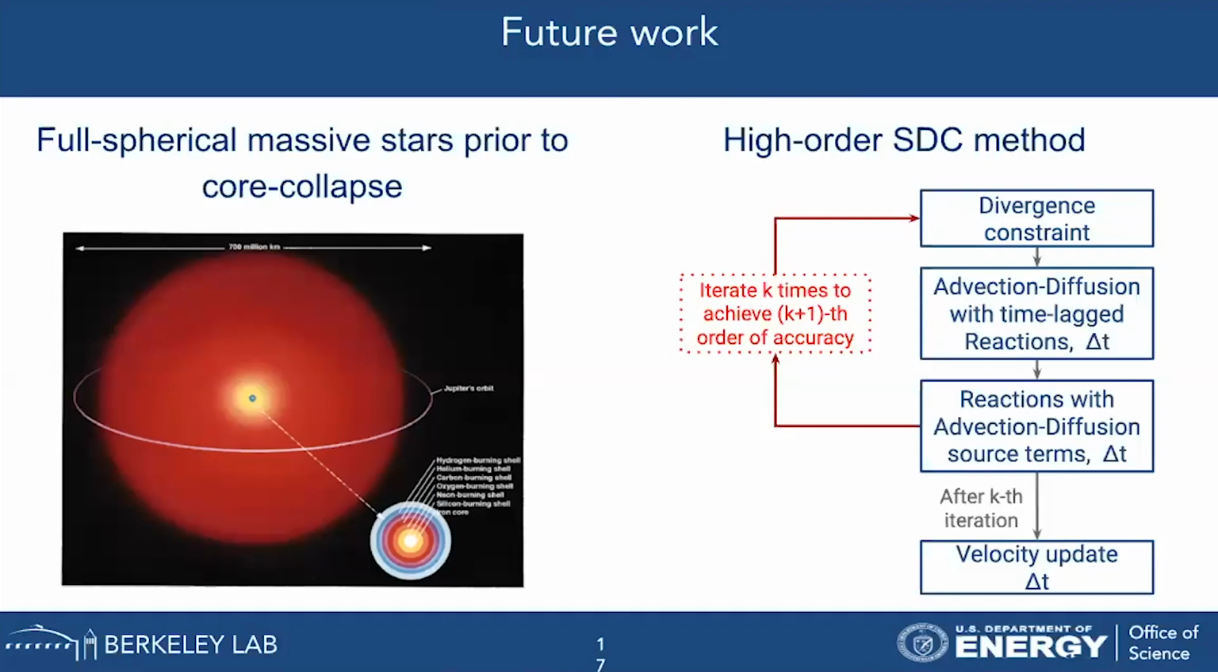The future direction we're going in is to do a full spherical massive star problem. This is to find the conditions prior to core collapse, which is what scientists are really interested in simulating. The second thing is we would like to look at possible high order SDC methods. Like I said earlier, that's dependent on how many times you iterate through these correction equations, and it would be nice to have an option to gain high order accuracy.